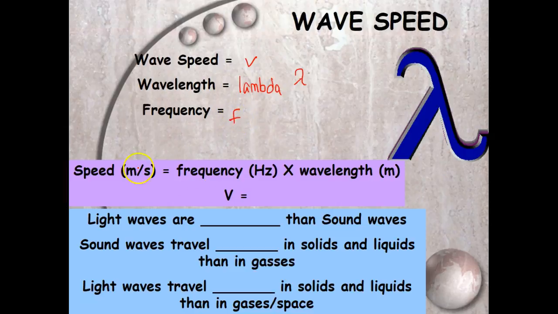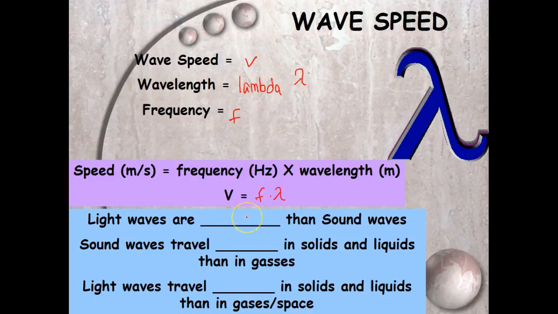So if we want to figure out how fast the wave's traveling, we need to know how many waves are passing in a certain time, and we need to know the wavelength of the wave, and we can find its speed. Combining all that, we can say that the velocity of the wave, or the speed of the wave, is f times lambda.